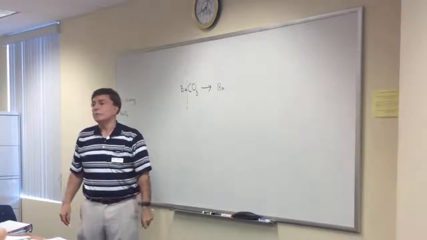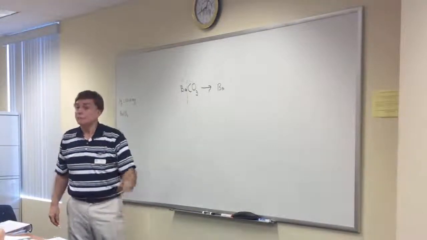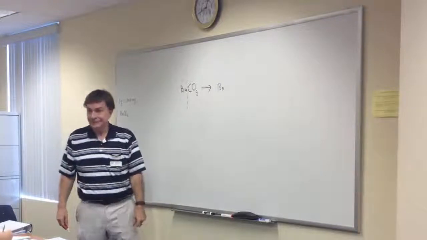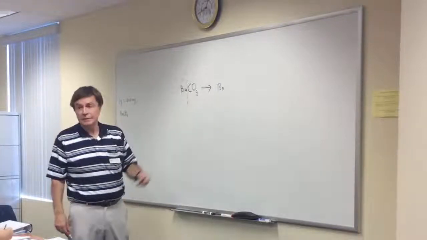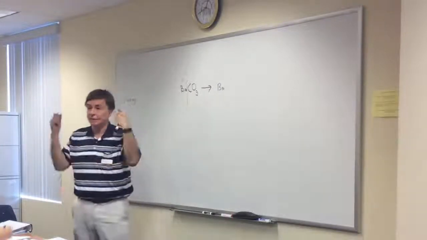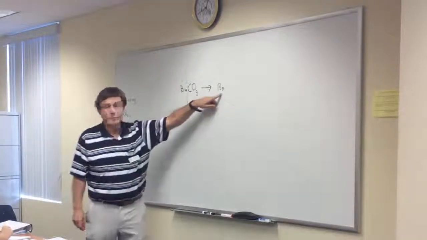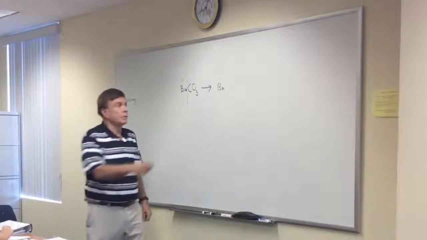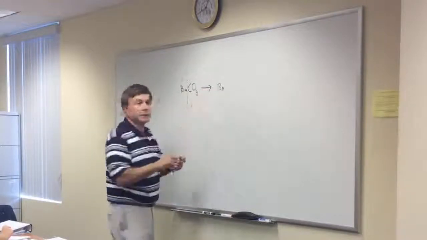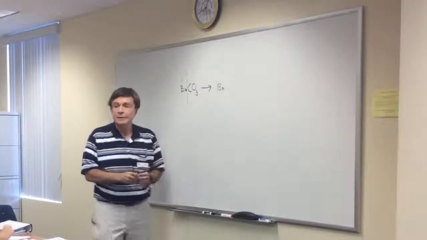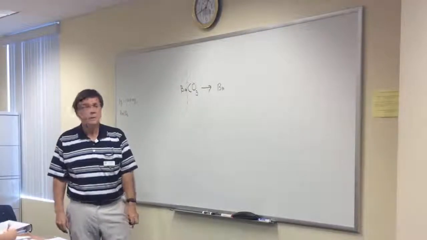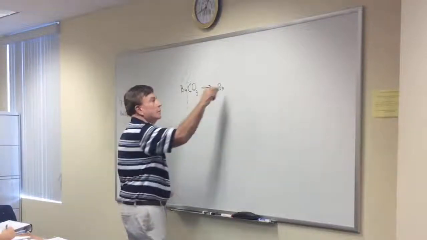I'd say about 10 to 15% of the students will do that on the test. You're not alone, and that's why we catch it here. So now we break it, what's this going to be? Ba plus what? 1, 2, or 3? One. Why? Because if the 3 is part of the polyatomic, that means it's going to be 100%.